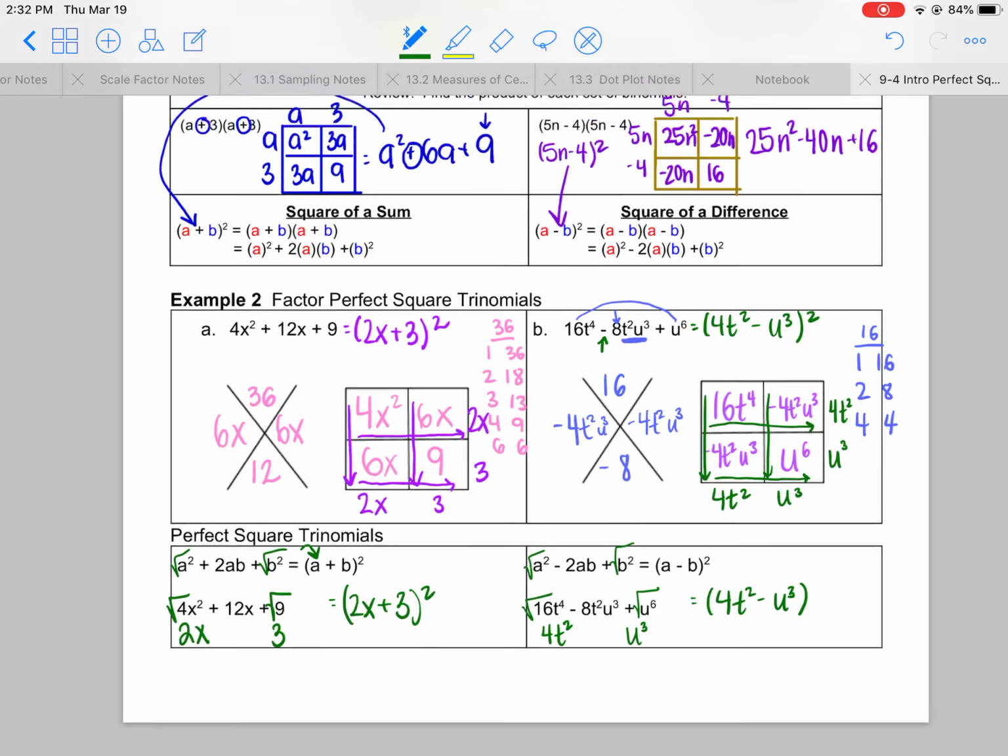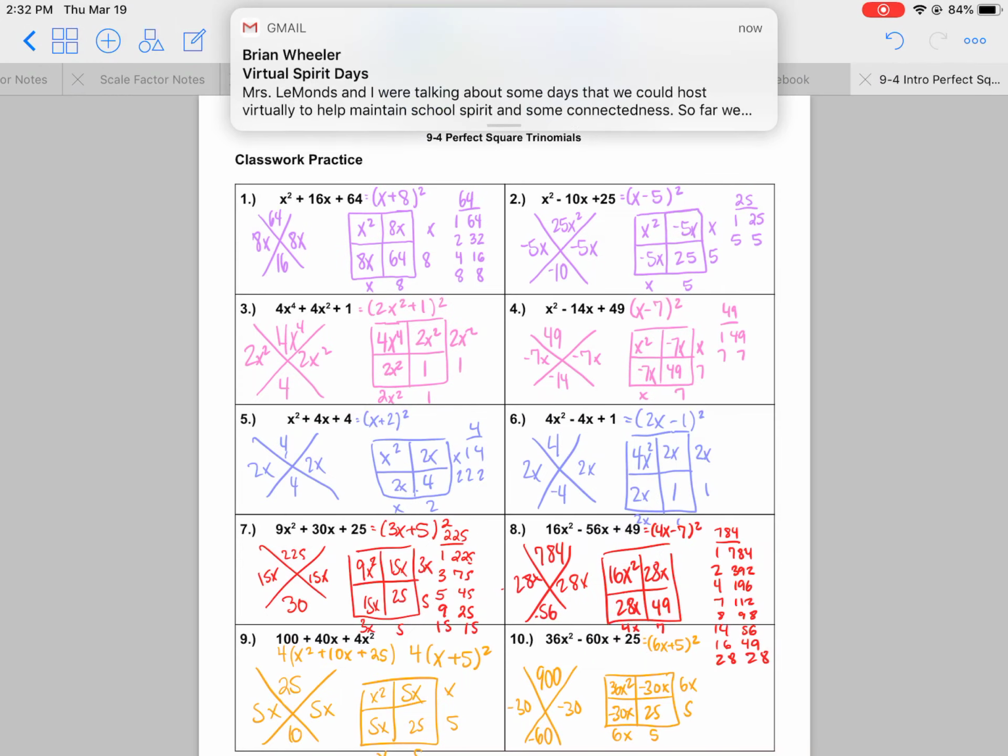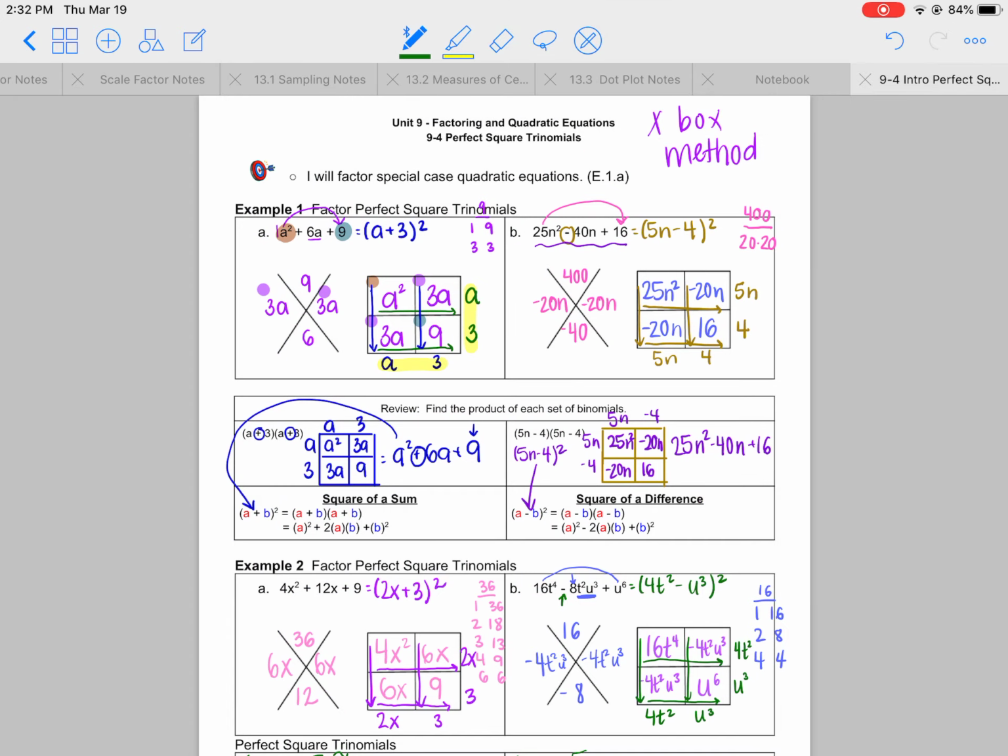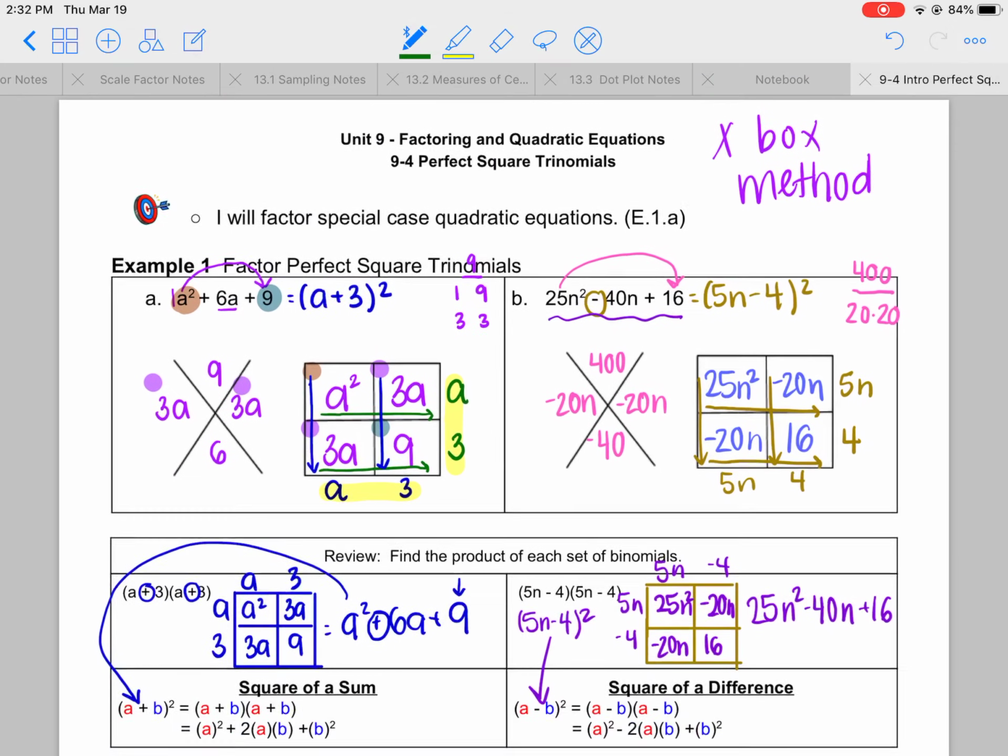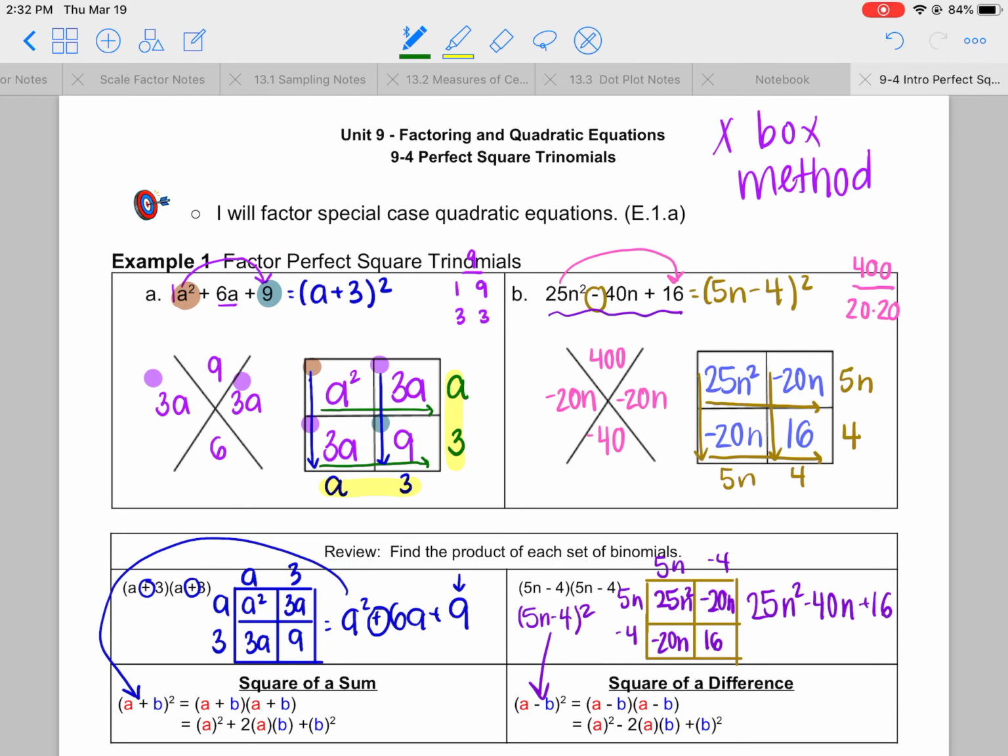On the back of your notes, I've already done it, so I'm going to flip quickly and flip back. But that is how you work with perfect square trinomials and factoring.